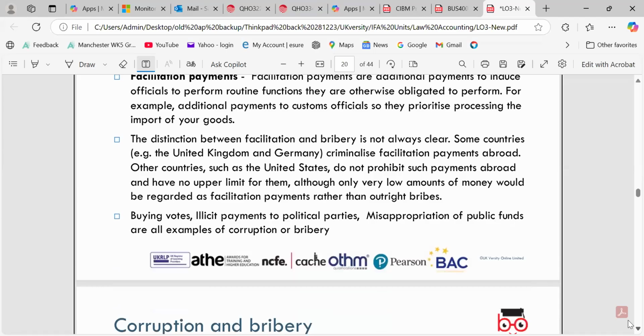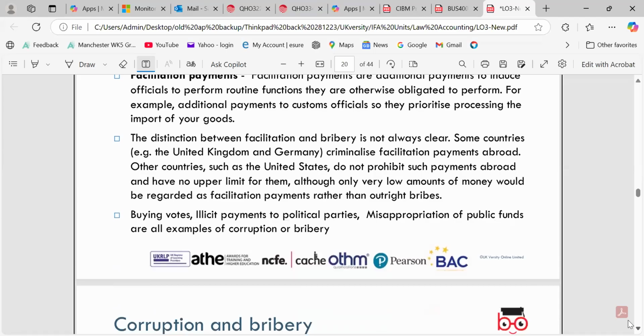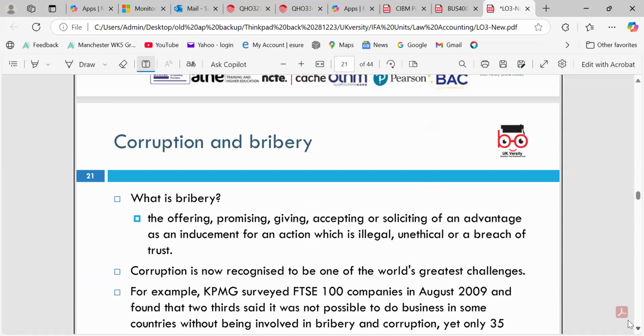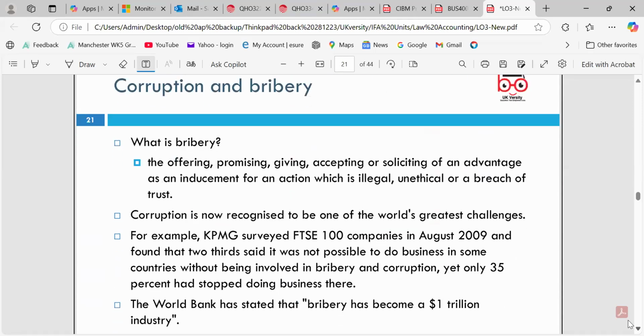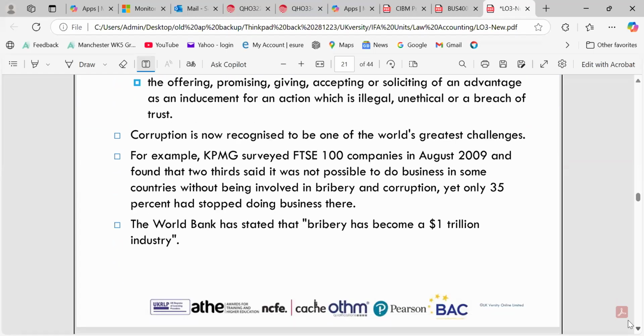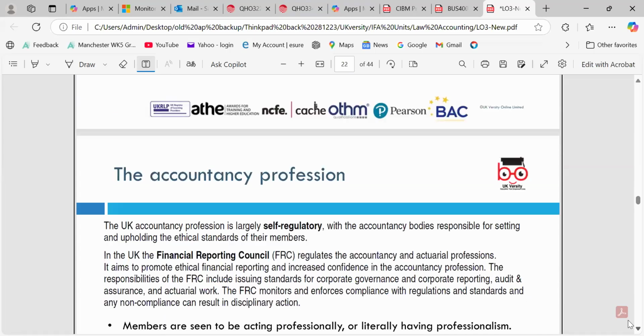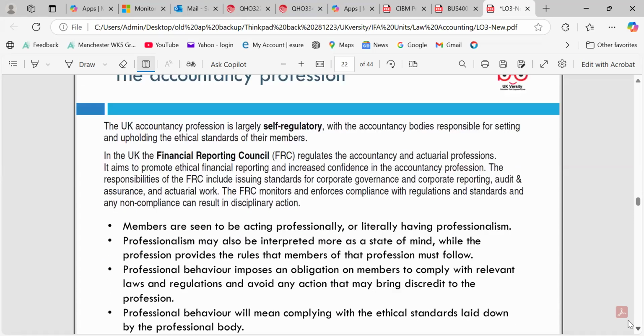We need to look at misappropriation of public funds, using public funds, bribery: promoting, giving, accepting, consolidating, and advantages and inducements from these actions. We need to look at KPMG and various other companies. We have a lot of issues, Enron, corruption and manipulating things. Bribery has become a 1 trillion industry. That's huge, people give bribes.